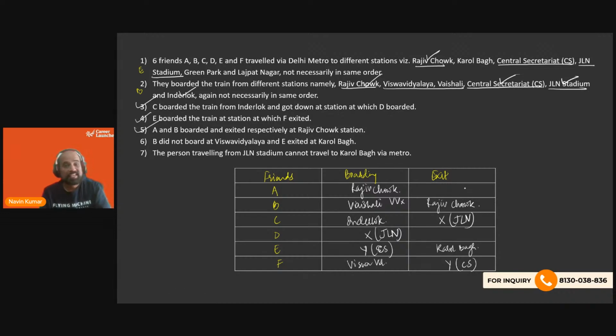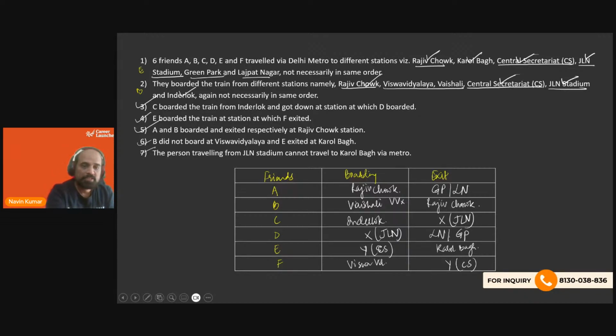Now, if you look at the exit stations, we have got Rajiv Chowk already taken care of, Central Secretariat and JLN Stadium taken care of, and also Karol Bagh. So the two stations we are left with are Green Park and Lajpat Nagar, and two cells, right? Nothing is said about them. So if this is Green Park, this is going to be Lajpat Nagar. If this is going to be Green Park, this is going to be Lajpat Nagar. That's it. So basically an under 7 to 8 minute set.